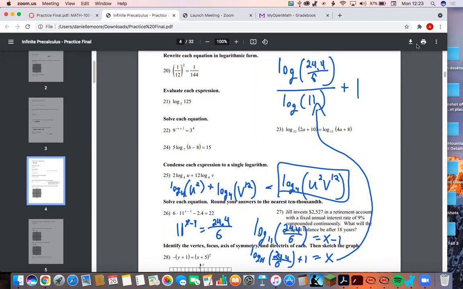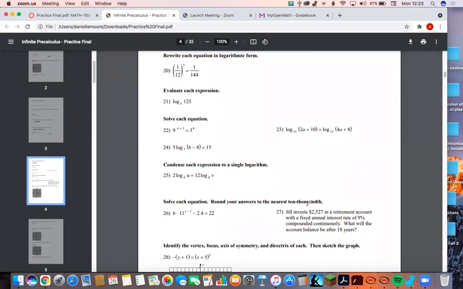Okay, let's see here. Jill invests a bunch of money in a retirement account, 9% annual interest rate fixed, compounded continuously. Because sometimes this is a fixed interest rate. Sometimes they have these loans and things, or in this case, an investment account, where it's variable or whatever. Anyway, so then what will the account balance be after 18 years?